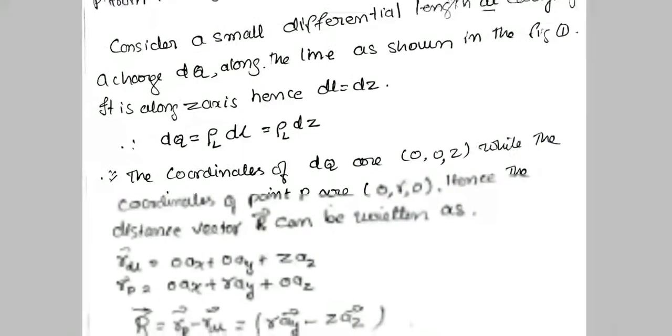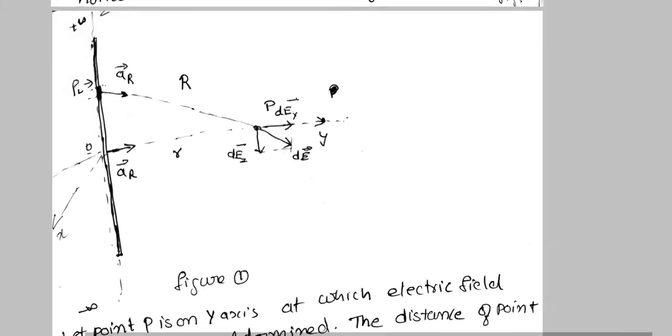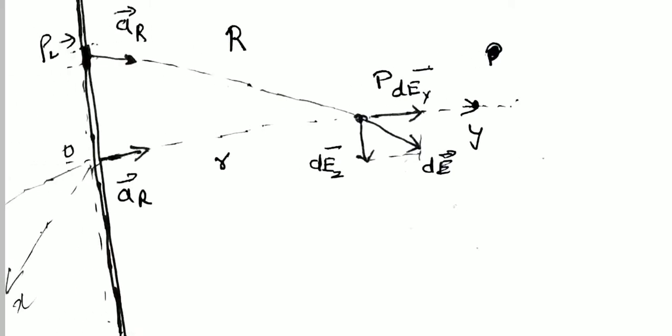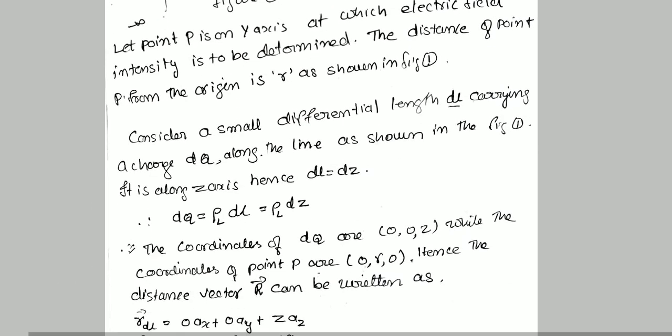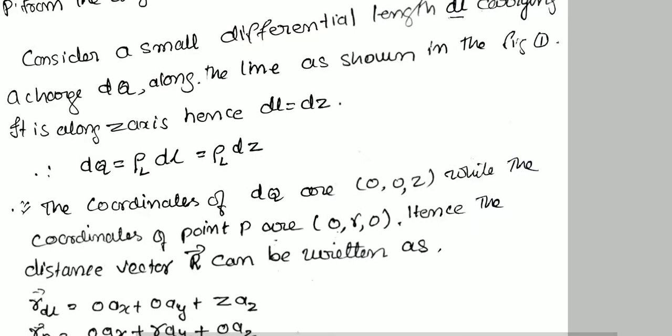While for point P, where our point P is present on the y axis, the x component of this point is 0, the z component of this point is 0, and the y component, from the origin to that point, the distance is r. So the coordinates of point P are 0, r, 0.